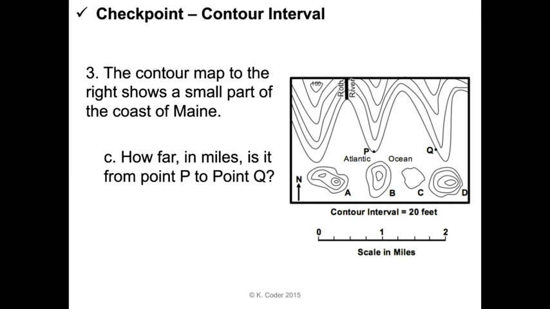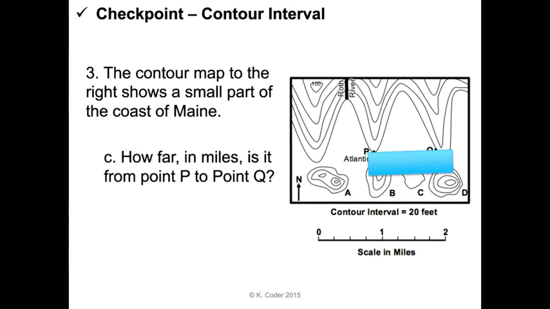C. How far in miles is it from point P to point Q? Now, this would be too difficult to do on your computer, so I'm going to do it with you. Now, I can measure this in straight line or curved line distance. Let's say if I was walking the beach, okay, I would walk along the cove there from P to Q. Okay, but we're going to do straight line distance.